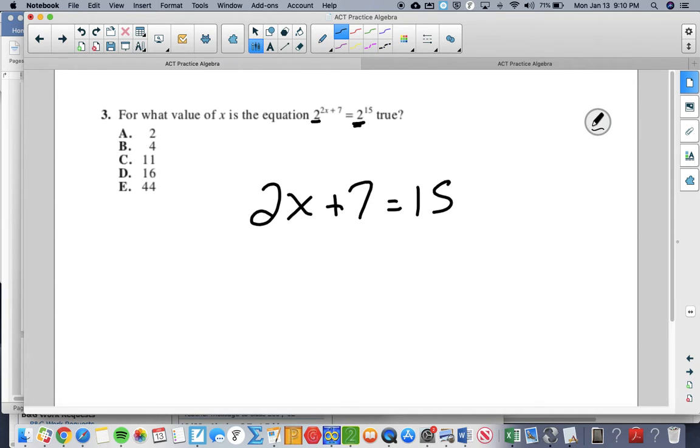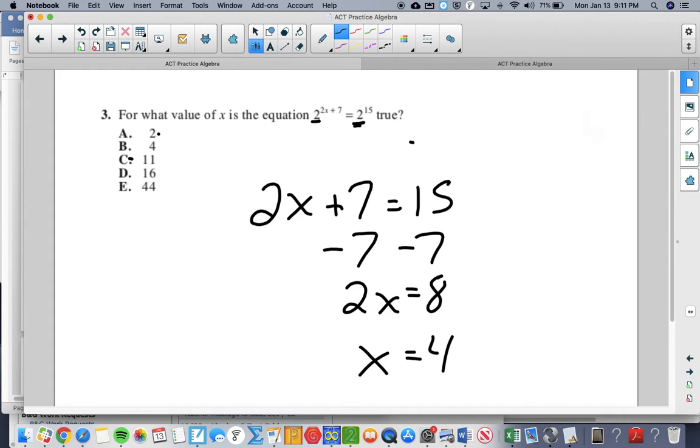For what value of x are the powers equivalent? So we solve for x. So we get 2x equals 8. So then x equals 4. So B is the correct option there.